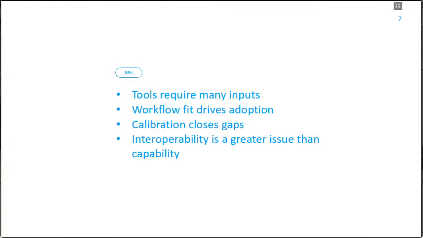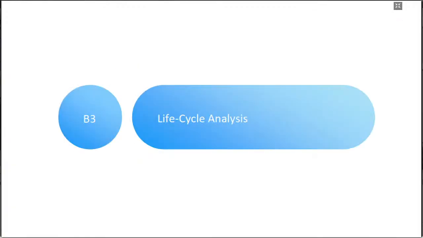And then interoperability is a greater issue than capability. So it's not that the algorithms don't perform well, it's that they don't fit well enough into an architect's pipeline so that they can use them in the background. And that's what we found has been a more prevalent issue than the algorithms themselves.